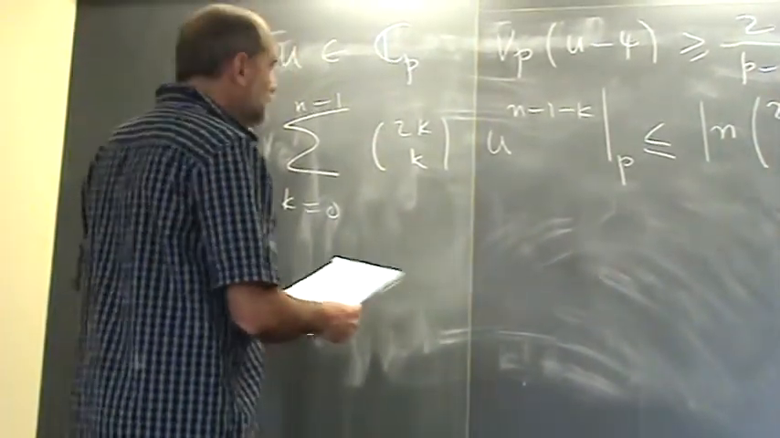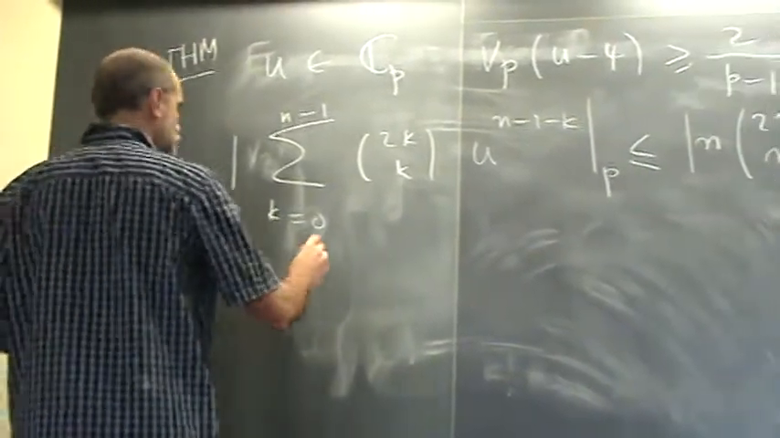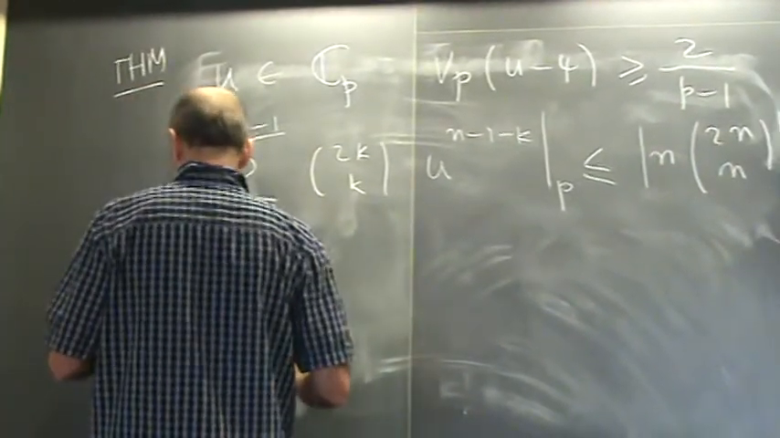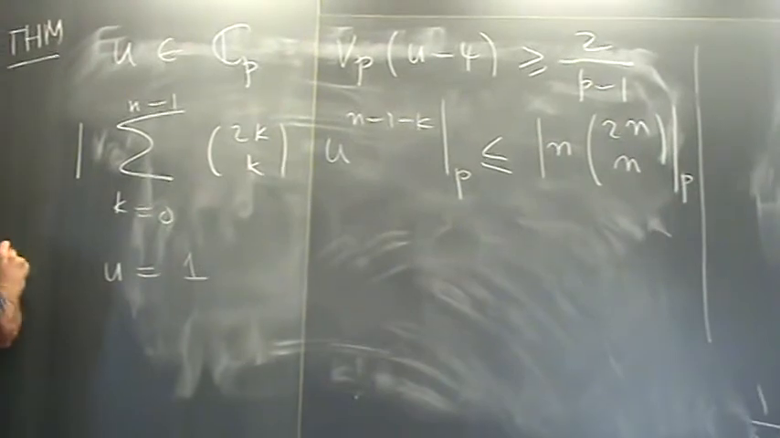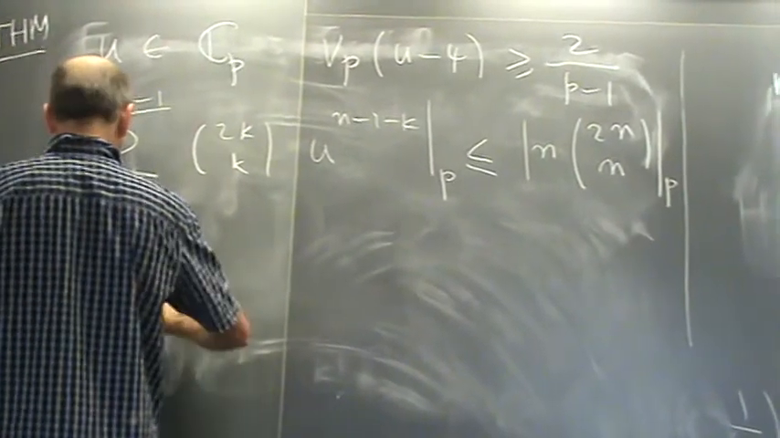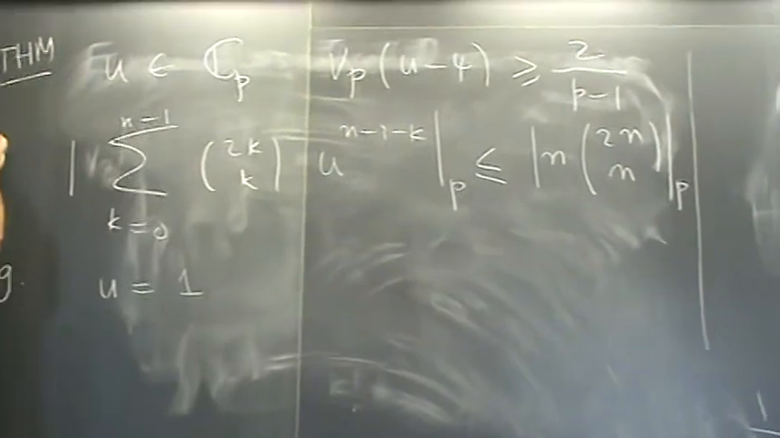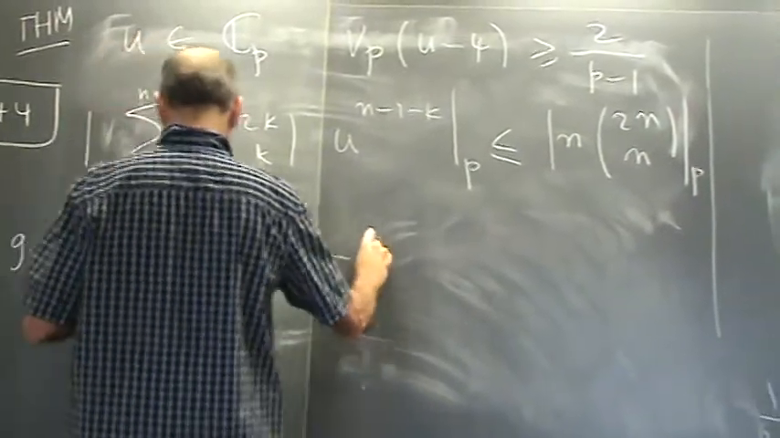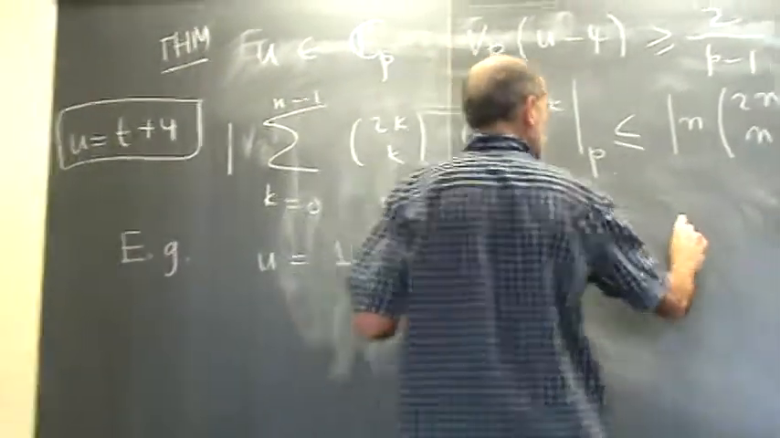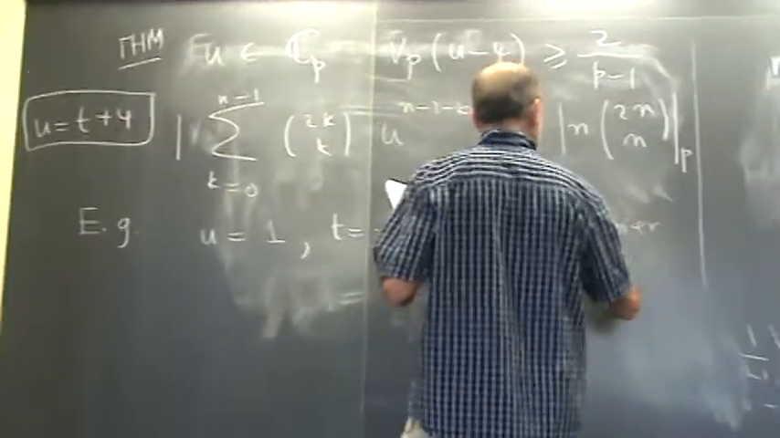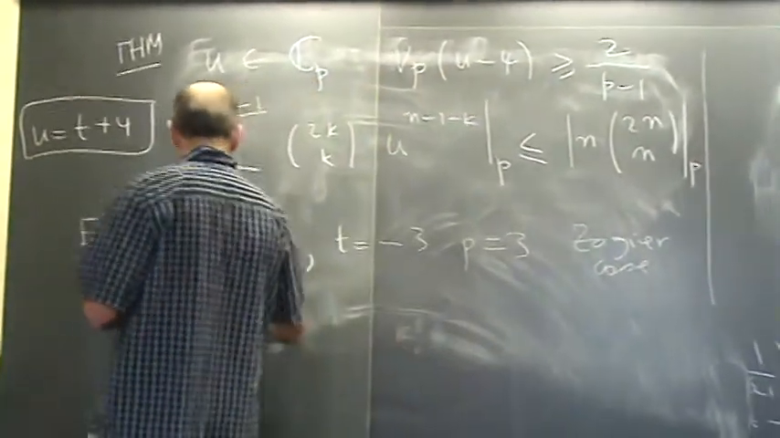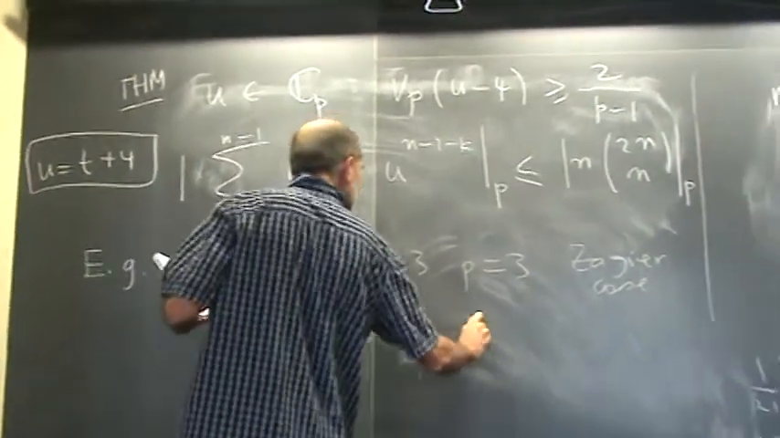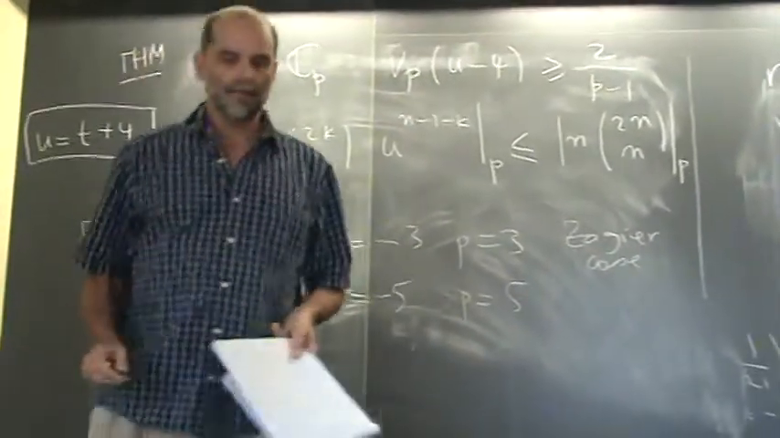So this is the first version of what I think is the general case of that statement that I started with. So just as an example, if we take u to be 1, here I'm going to use u is t plus 4. So if u is 1, t is minus 3, and p is 3, this is the Sagie case, where it's a little weaker. If u is minus 1, t is minus 5, and p is 5, then we get something else.